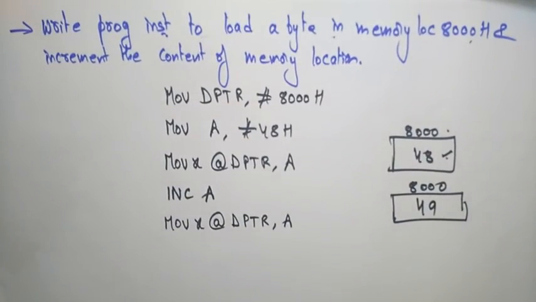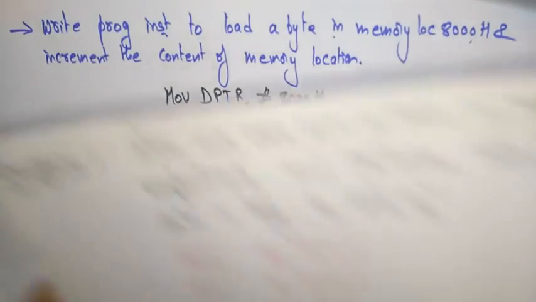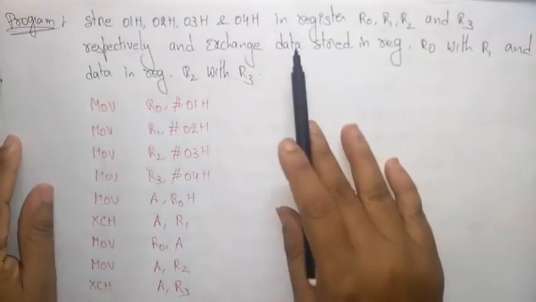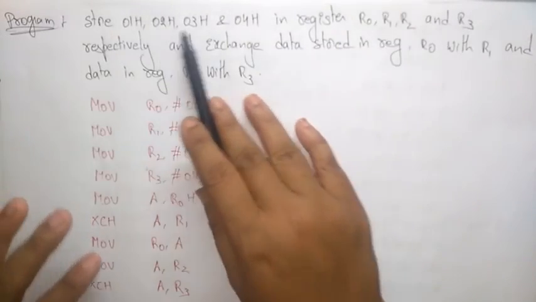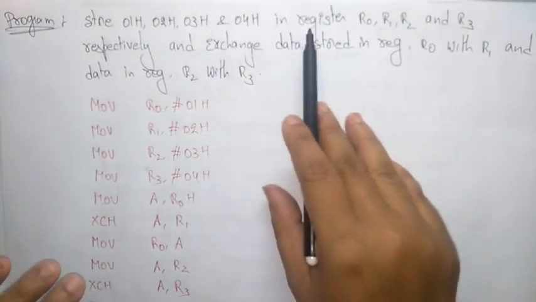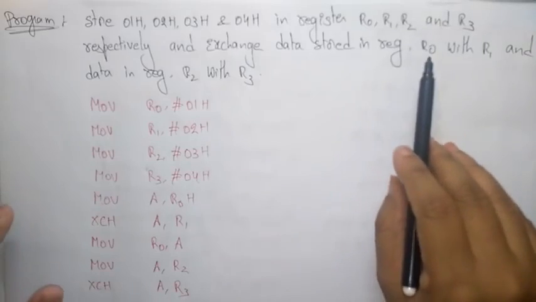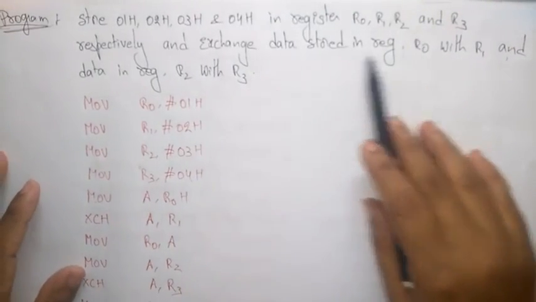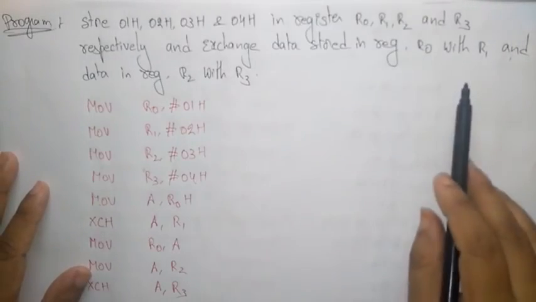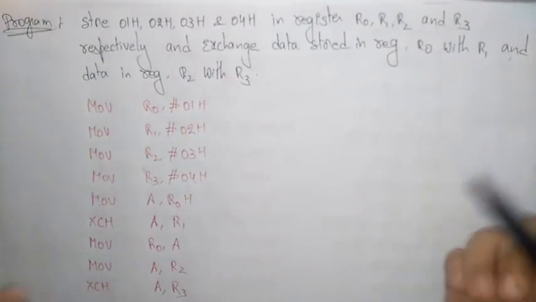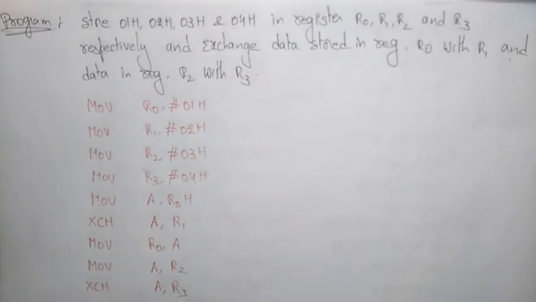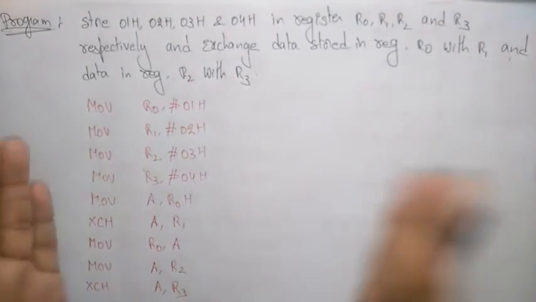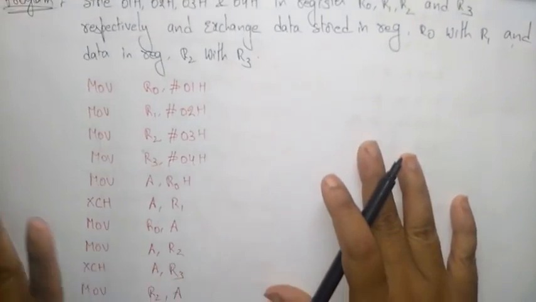So let me show you one more simple program. Here I want to store some values, that is 01H, 02H, 03H and 04H, in registers R0, R1, R2 and R3 respectively, and exchange the data stored in register R0 with R1 and the data in registers R2 and R3. Just I want to exchange. First I'll store all the values in the registers. After that I want to exchange the values from one register to another register.